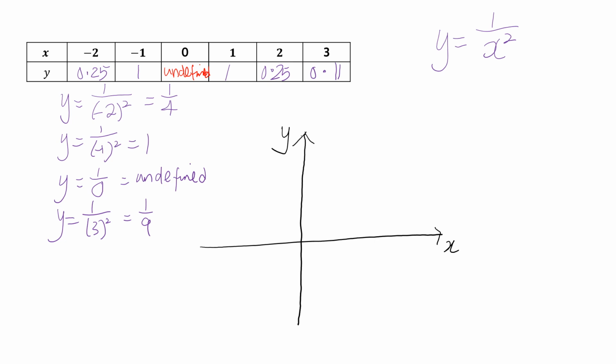Okay, let's label your x-axis. So we have 1, 2, 3. The other side is negative 1 and negative 2. Alright, so we have 0.5, 1 unit, negative 0.5.